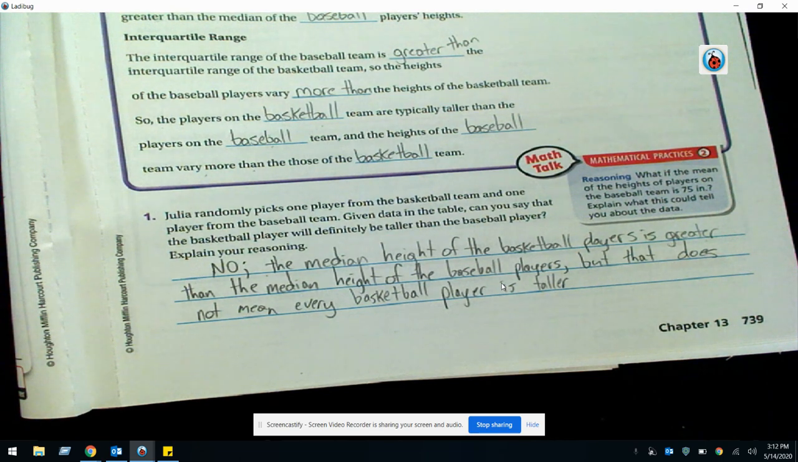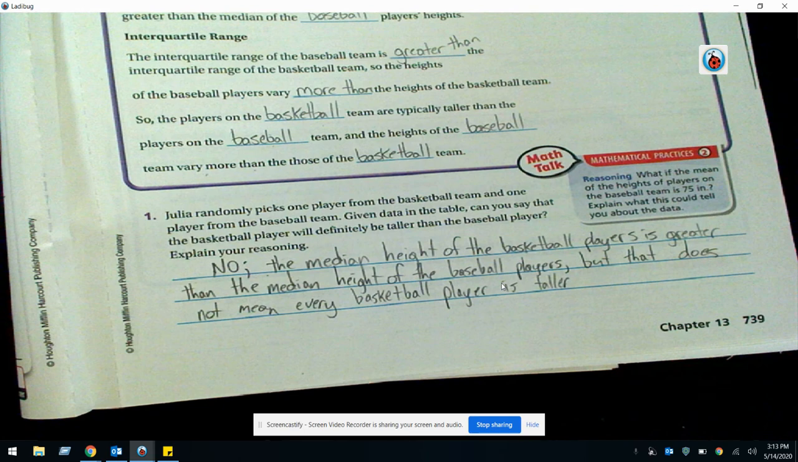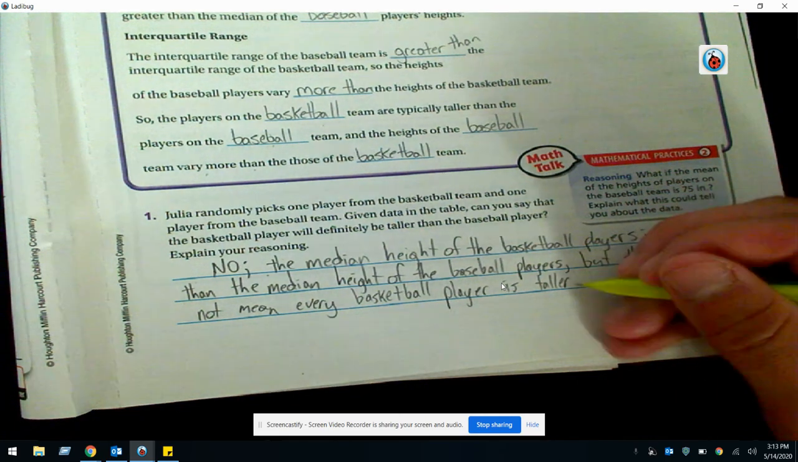Understanding that if you were to randomly pick one baseball and one basketball player, although the basketball team has a higher median of 78 inches versus 70, that does not automatically mean that every basketball player is taller based off of the median height. Median height's not telling us that automatically everyone is taller. It's just telling us the median height of their team. So they could have a shorter person, and one of their baseball players could have a taller person than 70 inches.